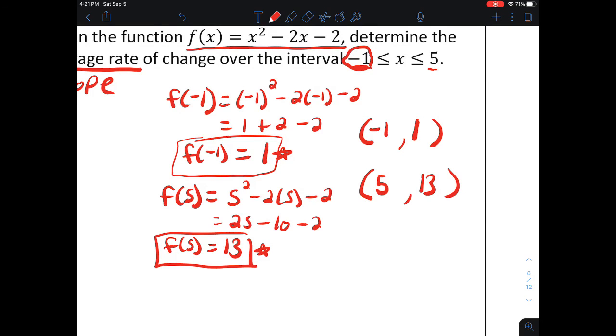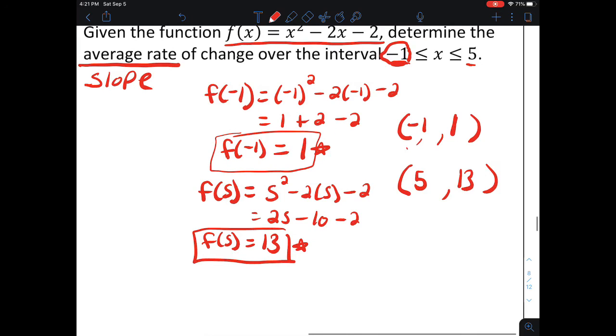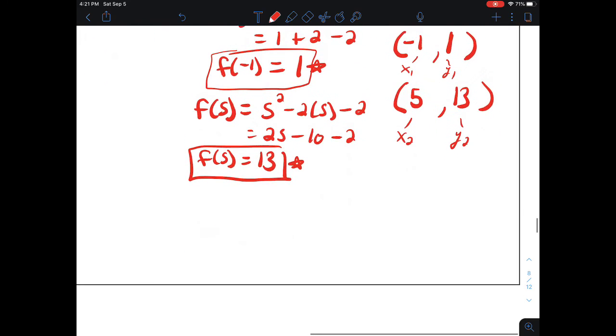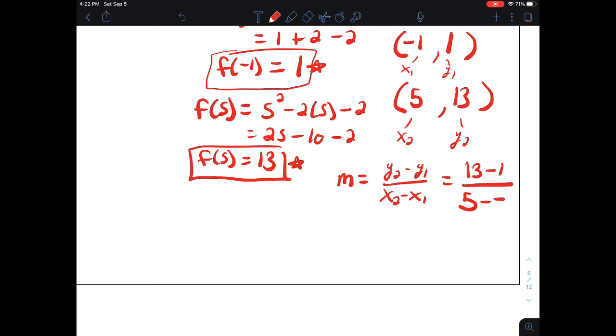So to find the average rate of change, which is our slope, we're going to identify those numbers as x1, y1, x2, y2, and we're going to use our slope formula. So the slope of the line, or the average rate of change, is y2 minus y1 over x2 minus x1. I go put the numbers in, which would be 13 minus 1 over 5 minus -1, and that's going to give us 12 on top, 6 on the bottom, so the average rate of change is 2.